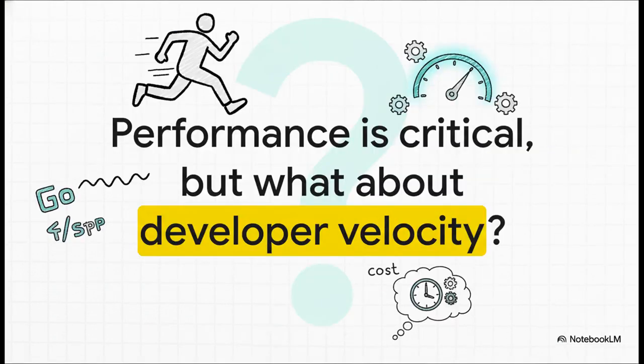And that really leaves us with this final thought to chew on. Performance is absolutely critical, but it's not the only factor. You always have to ask yourself, what's the cost of developer velocity? Because the fastest code in the world doesn't help anyone if it takes your team forever to write and debug it. It's all a trade-off, something to think about.